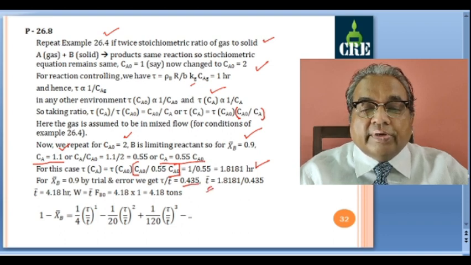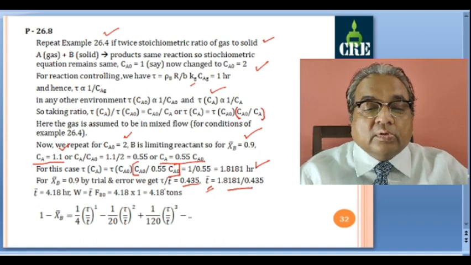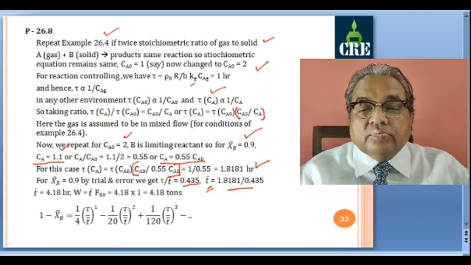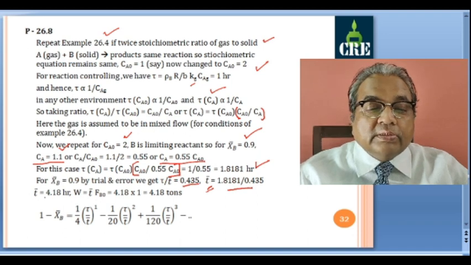So T bar you can calculate. Tau by T bar is calculated by trial and error from the equation, and tau you know. So this ratio is known and tau is known, so you can calculate T bar. In the earlier problem the ratio was known, T bar was known, and you calculated tau. Here you have calculated T bar. Okay. So this T bar value comes out to be 4.18 hour.